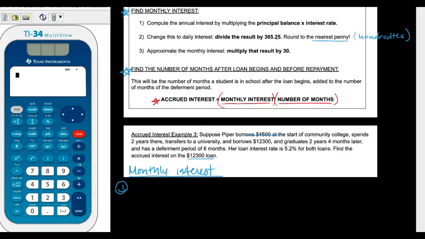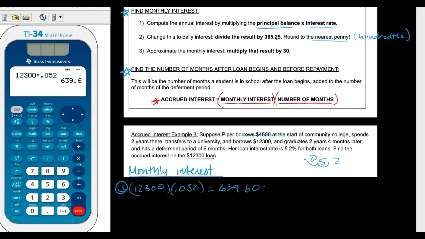We're going to multiply the principal balance times the interest rate. So I'm going to take the $12,300 and multiply it by the rate. 5.2%, you drop the percent sign, move that decimal 2 spots left, and place a 0. So 0.052. And that's going to be our annual interest. So 12,300 times 0.052, and we get $639.60. So that's per year, what's charged in interest.